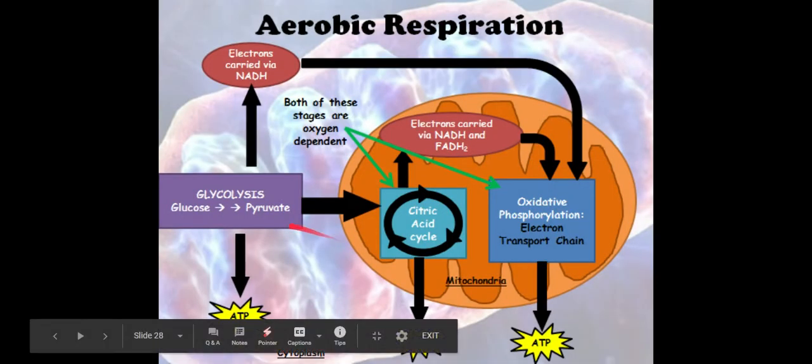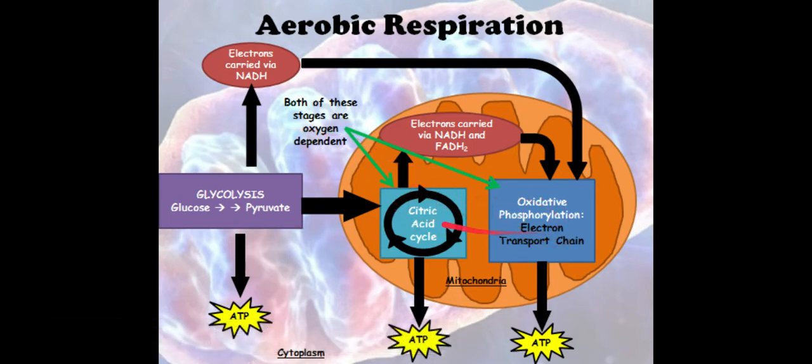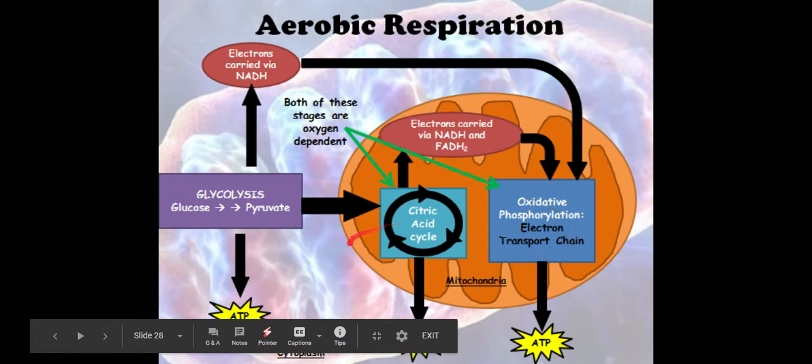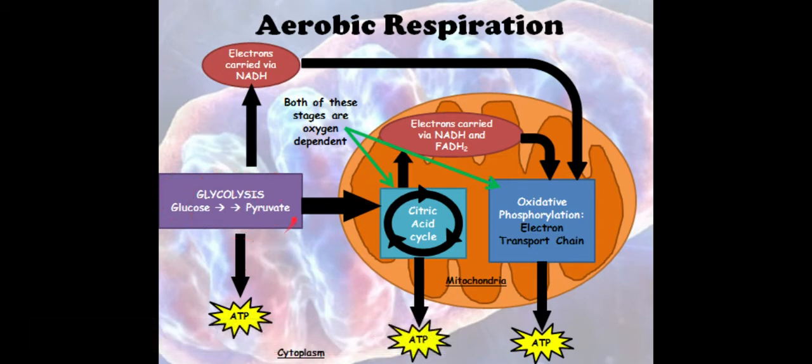So we can see here that the citric acid cycle and the electron transport chain are oxygen dependent. Okay, that means it relies on oxygen in order for it to produce ATP and be efficient. Glycolysis can occur if there is oxygen or if there is no oxygen. That will still take place.